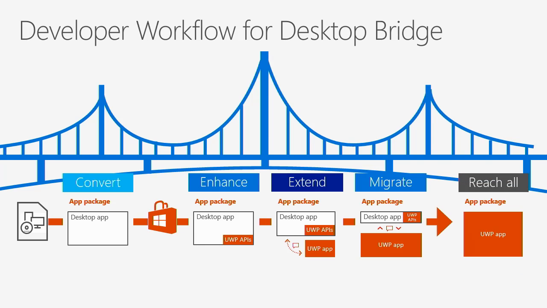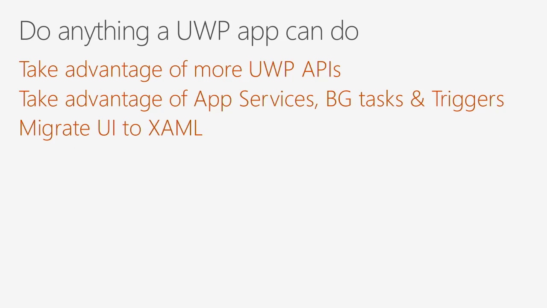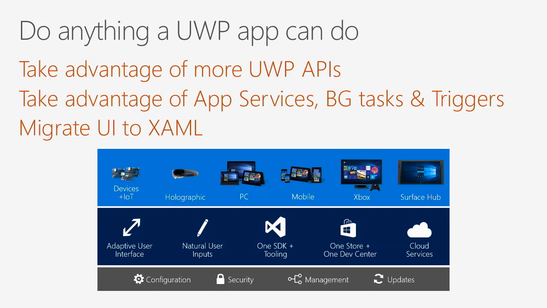And that's the key thing about the Desktop Bridge, is ultimately it's designed, step 1, to get you into the store, but then step 2, to start taking advantage of those new features. You can do anything that a UWP app can do. It can take advantage of app services, background tasks, and triggers, and you can migrate your app to XAML.